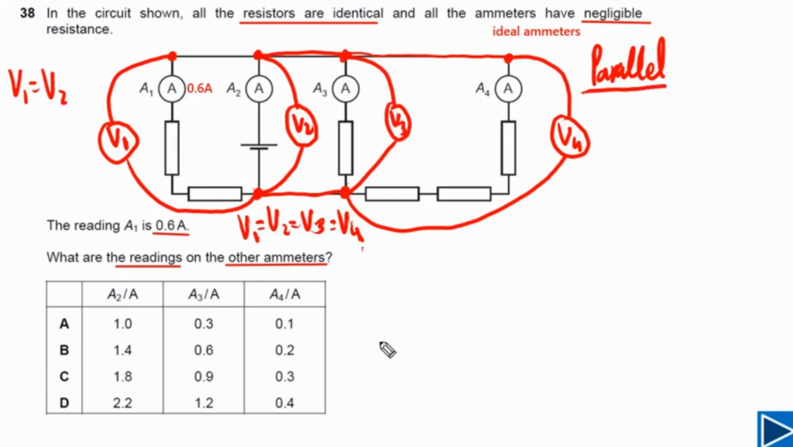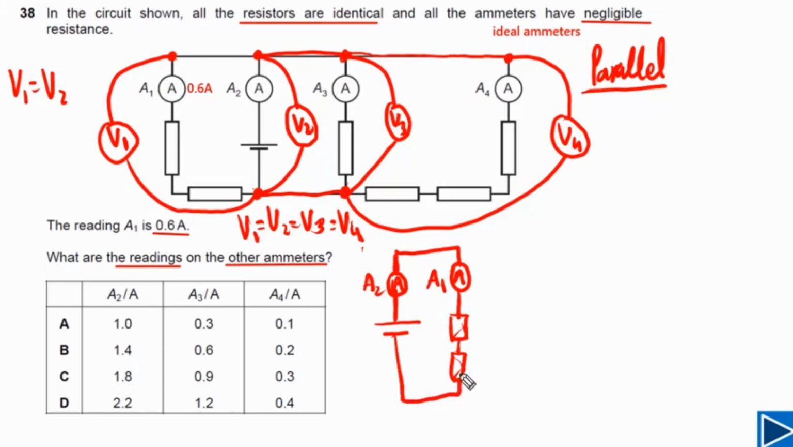Let me redraw this one so you can get a clear picture of this circuit. I'm starting from this battery. This is our battery, you can simply say this is a cell, and we have ammeter A2 connected here. After ammeter A2 we have ammeter A1, so we can connect ammeter A1 here. After ammeter A1 we have two resistors, so we can connect two resistors here. These are two resistors connected in series.